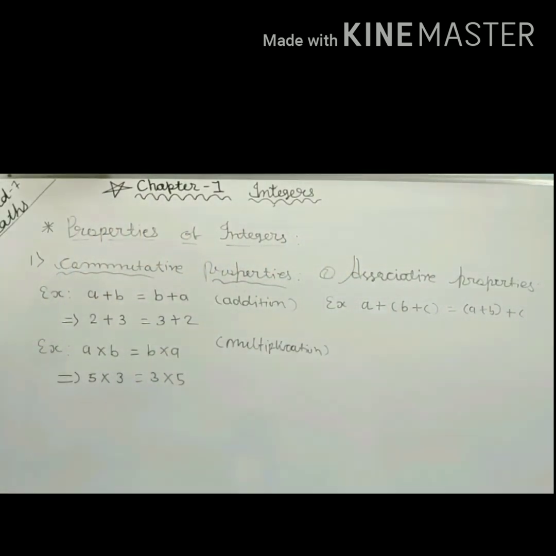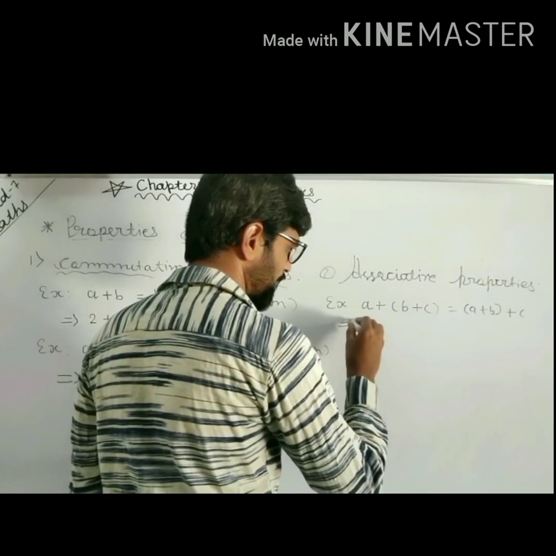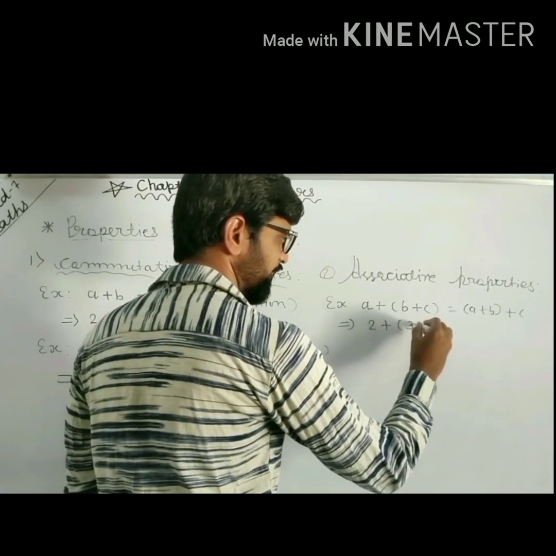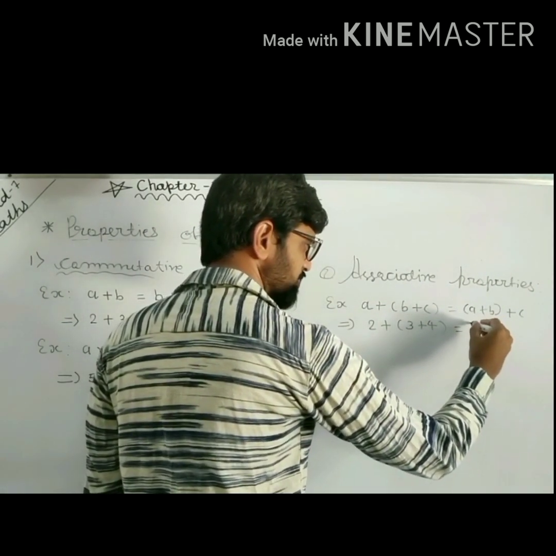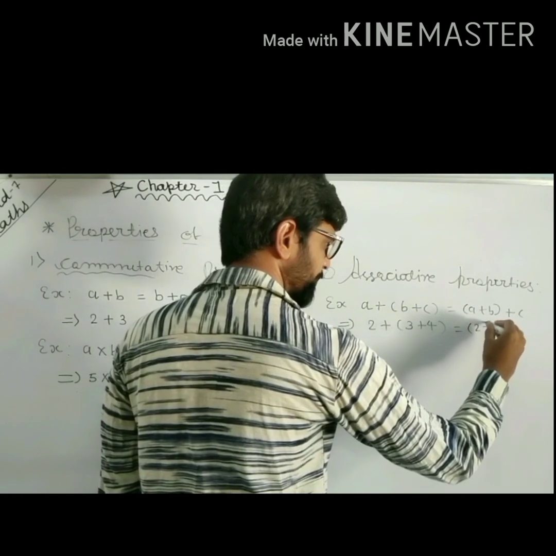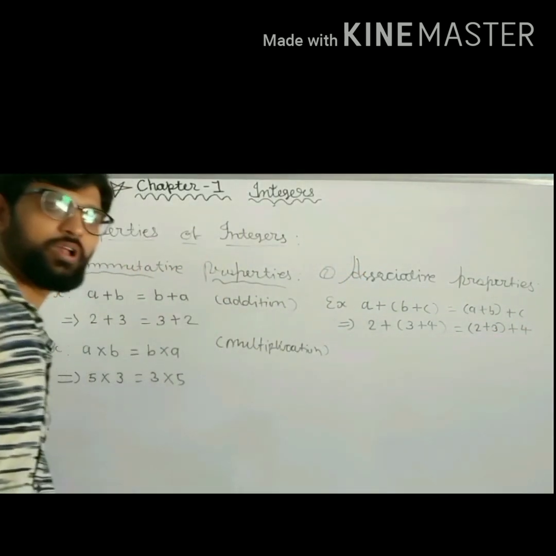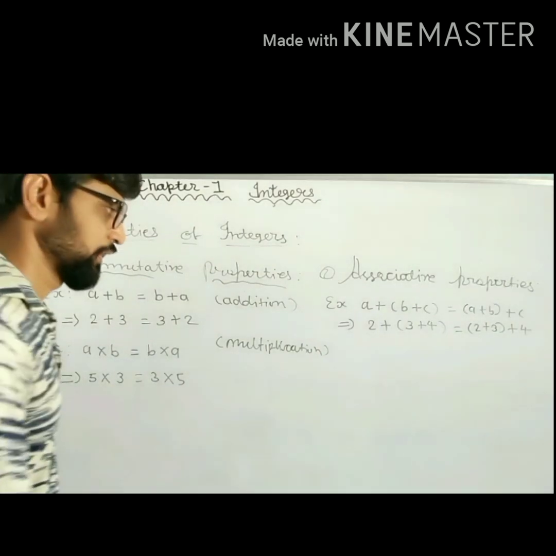We can also take digits here. Suppose instead of a, I am taking 2 plus 3 plus 4. Now we can take it as 2 plus 3, then after that 4. This is called associative property. Is that clear to everyone?